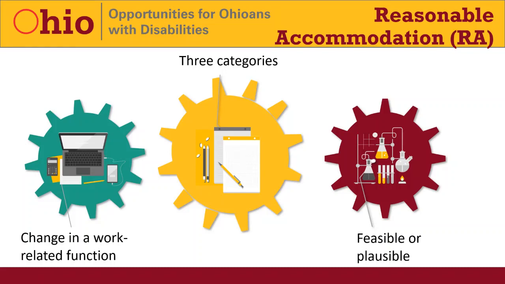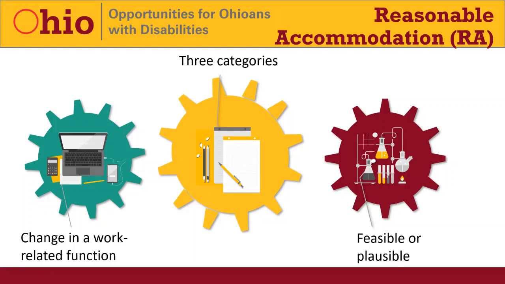And in this example, the employee's job is to deliver packages for a delivery company, and the employee requests a reasonable accommodation to work remotely from home. So this request is not reasonable on its face because it's not feasible to perform the essential function of delivering packages from a home office.